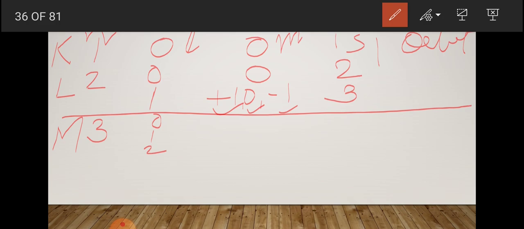Now let's see the value of M. For 0, M will be 0. For 1, it will be plus 1, 0, minus 1. And for 2, it will be plus 2, plus 1, 0, minus 1, minus 2. Okay, 3 subshells will be there, 3S, 3P, 3D. If you count all this, it will come to 9 orbitals.